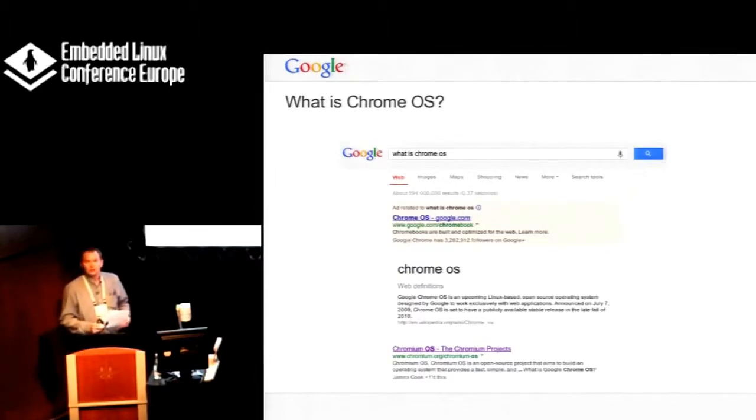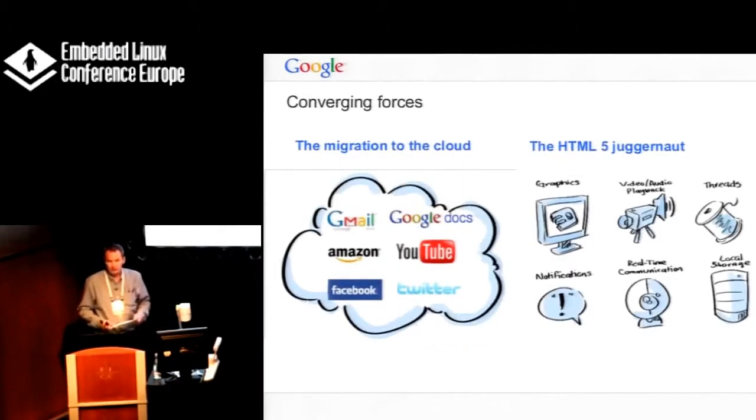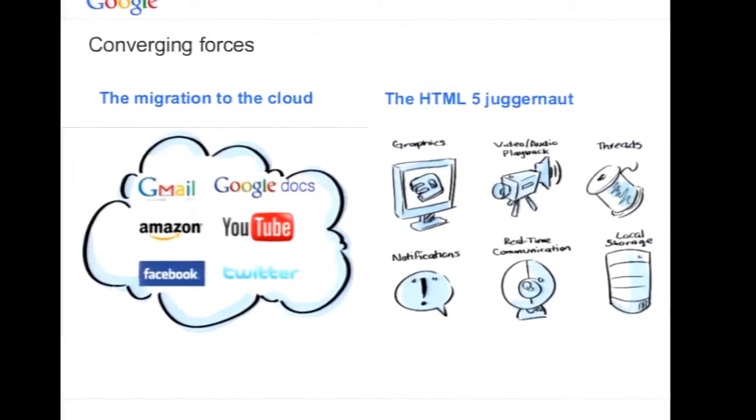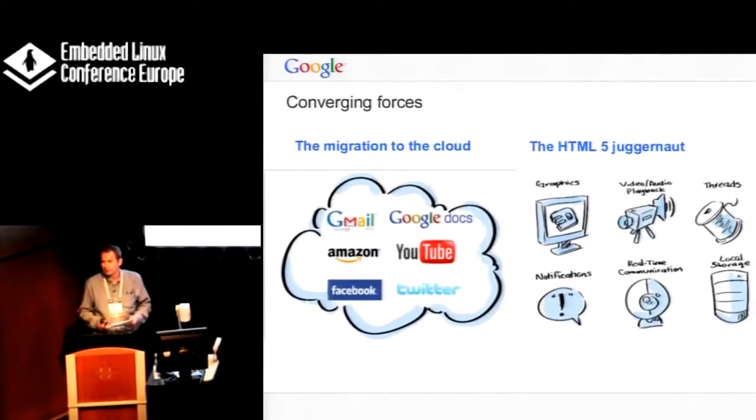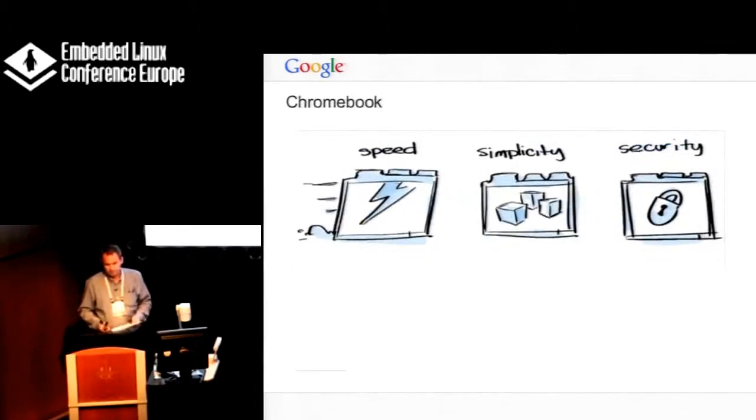So let's start with what is Chrome OS. Chrome OS came about from two forces: the migration to the cloud, which we're seeing in computing all over the place, and the fact that HTML5 has more and more support for the types of computing things you want to be able to do. So, for example, you didn't used to be able to do 3D graphics in a web browser, you didn't used to be able to do Canvas, you didn't used to be able to do video and audio and so on, and now there are frameworks for all of those things.